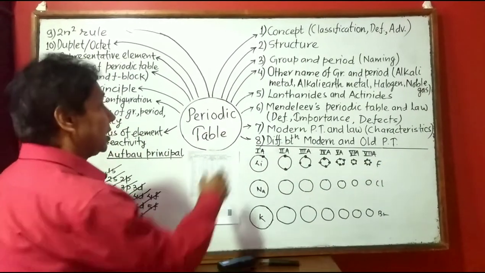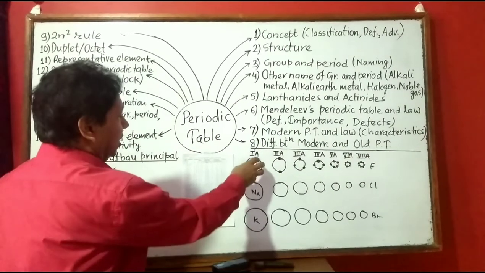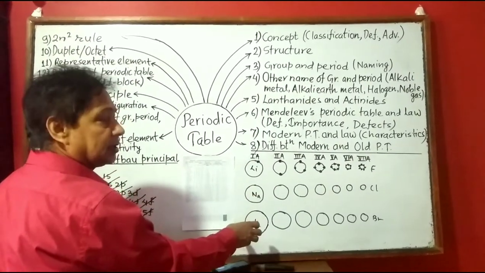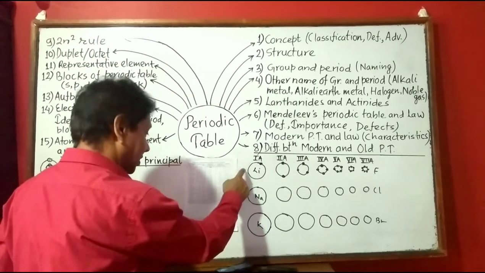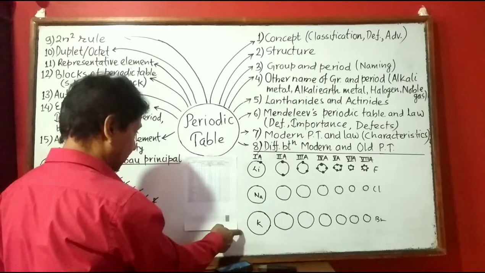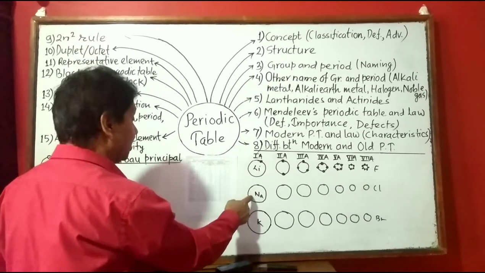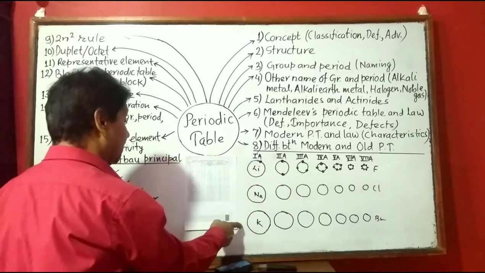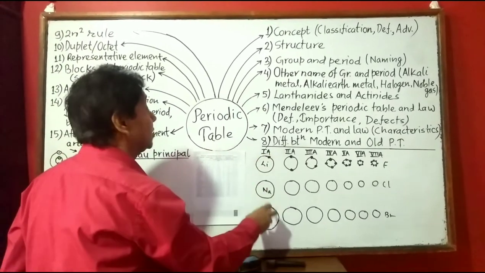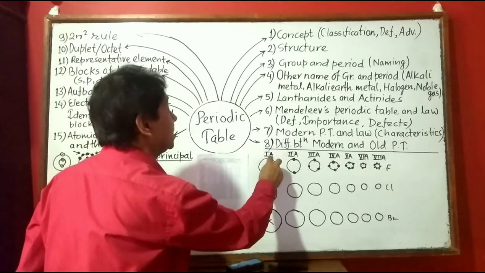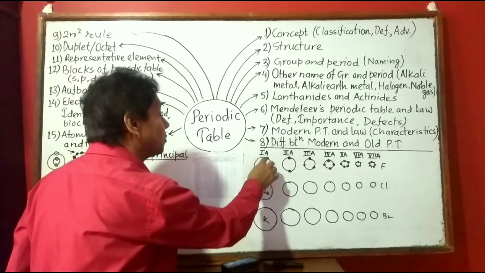But if we go down in any group, then atomic radius goes on increasing. Why increasing? Look at this, this is lithium, of the second period. This is of the third period. This is of the fourth period. Second period means it has two orbits. Third period means it has three orbits, and fourth period means it has four orbits. If the number of orbits goes on increasing, atomic radius also goes on increasing. If atomic radius goes on increasing, then the attraction between valence electrons and protons becomes weaker.